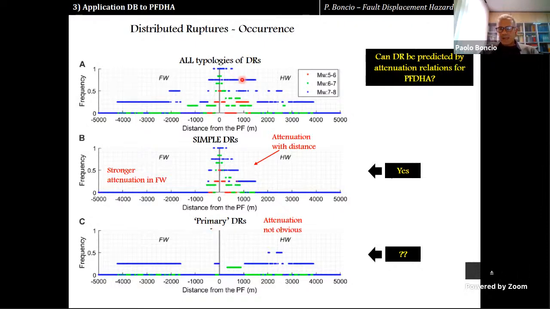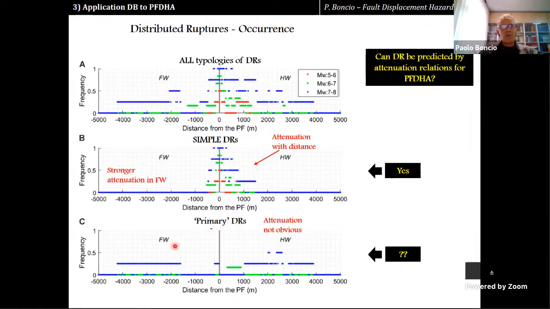Overall, we can see an attenuation with distance, but the attenuation is mostly driven by simple distributed ruptures. For simple distributed ruptures, we can define predictive equations, we think. Do you remember that one basic assumption of the probabilistic method is that you can define attenuation relationships with distance. So can the distributed rupture be predicted by attenuation relations? Well, for simple, the answer is yes. And we can also see a stronger attenuation in the footwall. Different colors mean different magnitude classes. Blue is 7 and above, green is from 6 to 7, red is from 5 to 6.